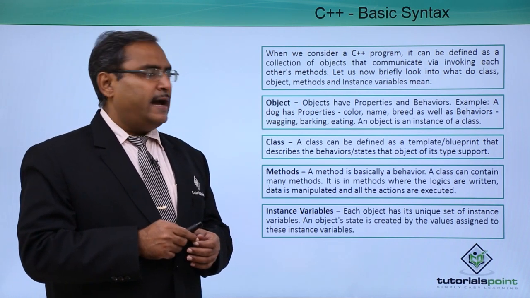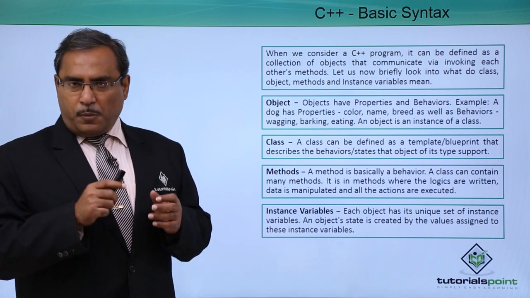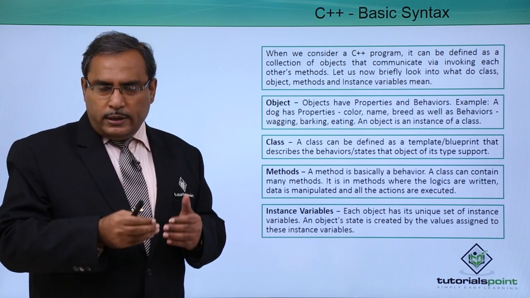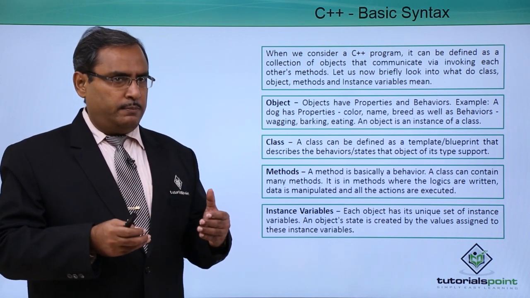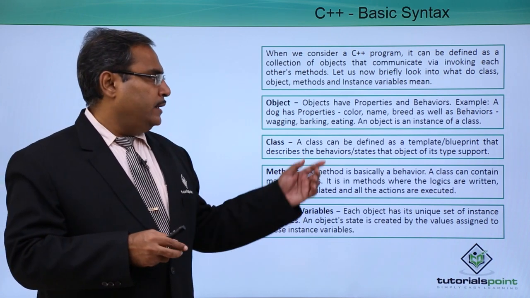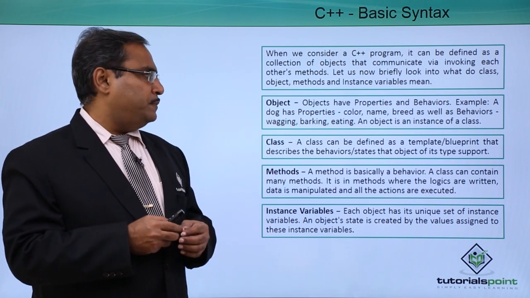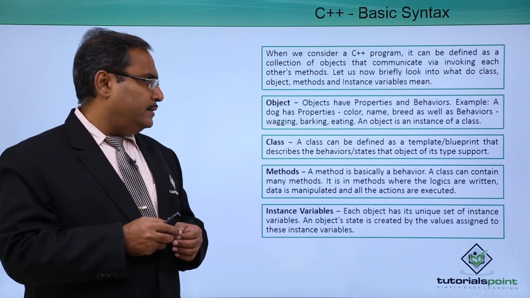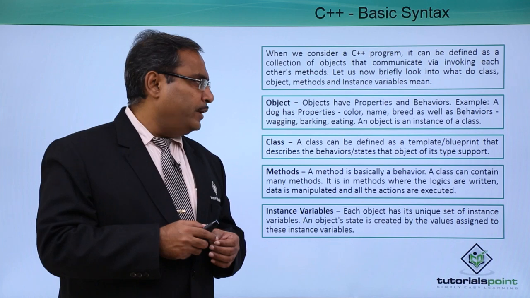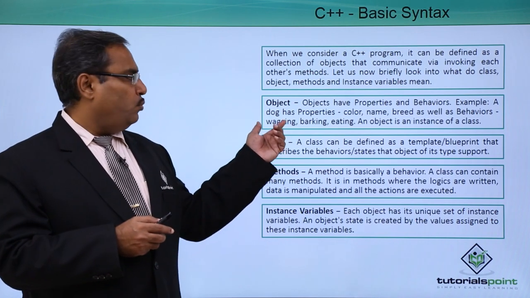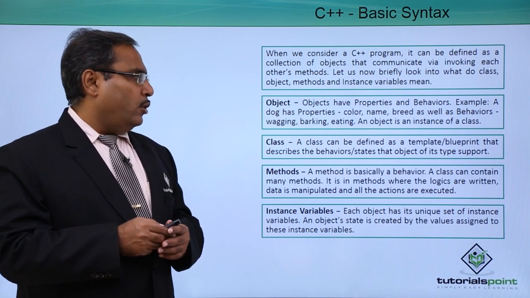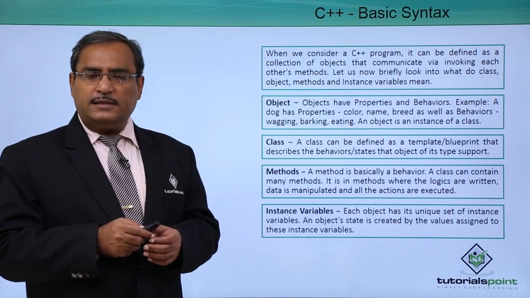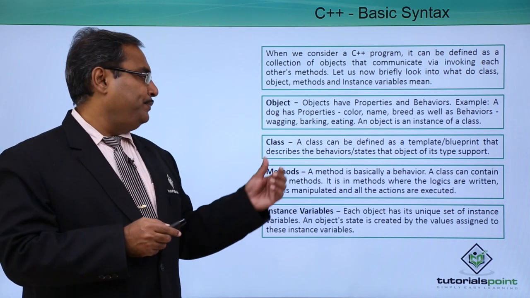Objects have properties and behavior. These properties are nothing but we will be holding some values in the variables, and behaviors will be denoted by some methods. For example, a dog has properties like color, name, breed as well as behaviors like wagging, barking, eating and so on. An object is nothing but an instance of a class.